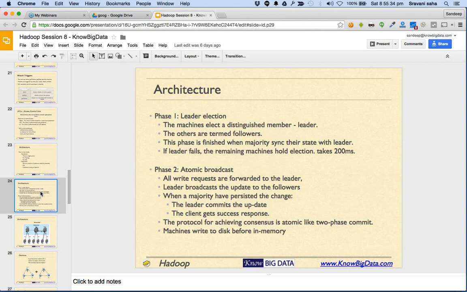Unlike our name node and data node, unlike YARN or Hadoop, where we always designate them ourselves, our sysadmin will designate that this node is called the data node and this node is called the name node. But in case of Zookeeper, we don't do that. The ensemble, the 10 machines, will decide by itself who will become the leader and who will become the followers.